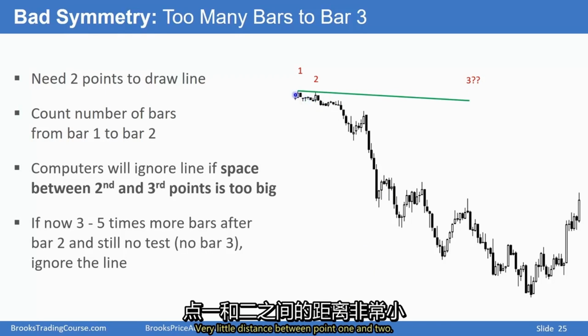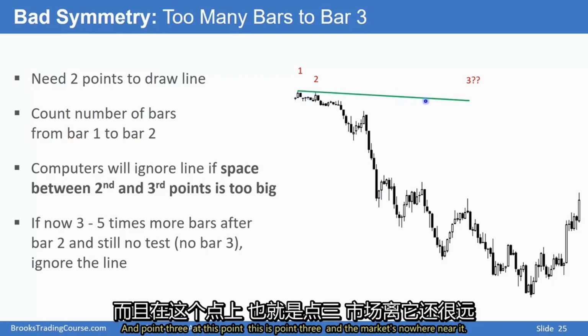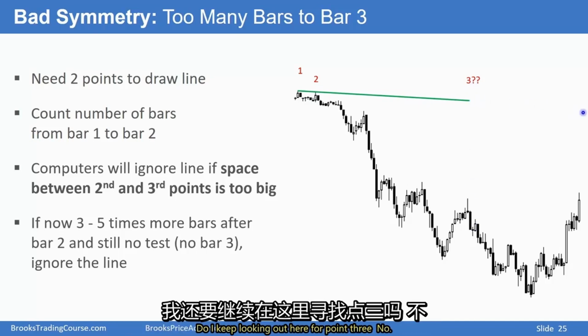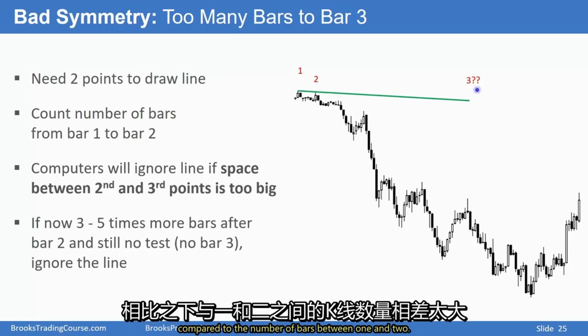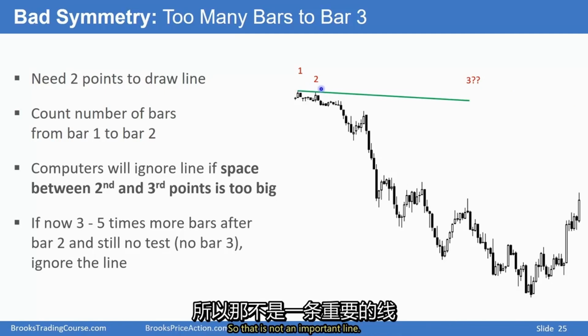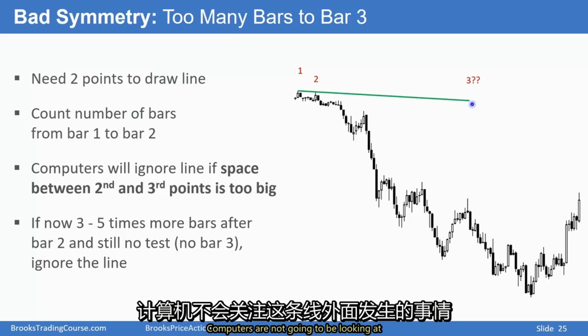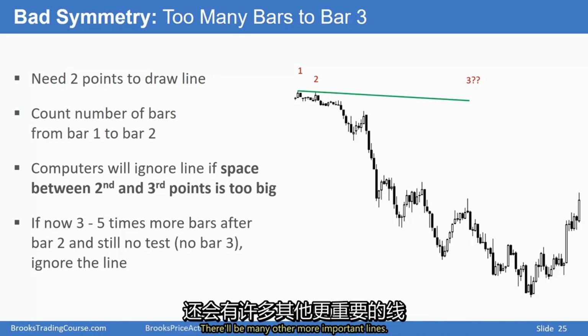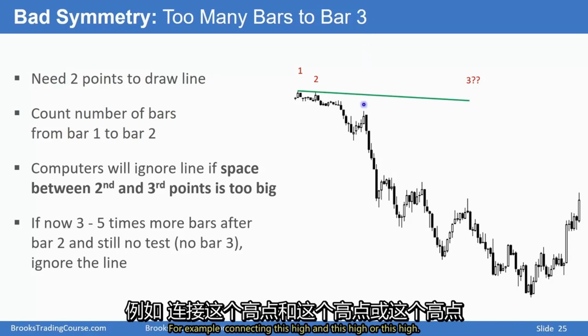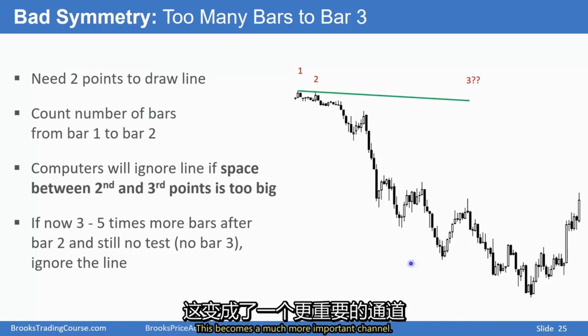Very little distance between point 1 and 2. And point 3, at this point, this is point 3, and the market's nowhere near it. Do I keep looking out here for point 3? No, there'll be too many bars between 2 and 3 compared to the number of bars between 1 and 2. So that is not an important line. Computers are not going to be looking at what takes place out here at that line. No one's going to use that line to place trades. There'll be many other more important lines. For example, connecting this high and this high, or this high. This becomes a much more important channel.